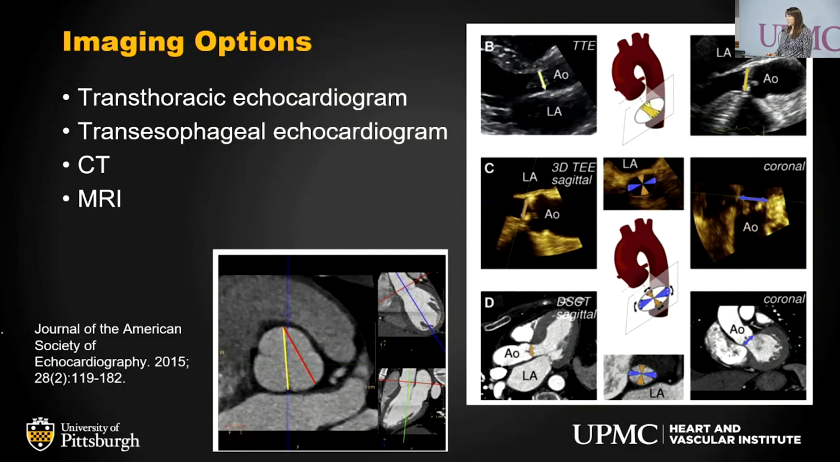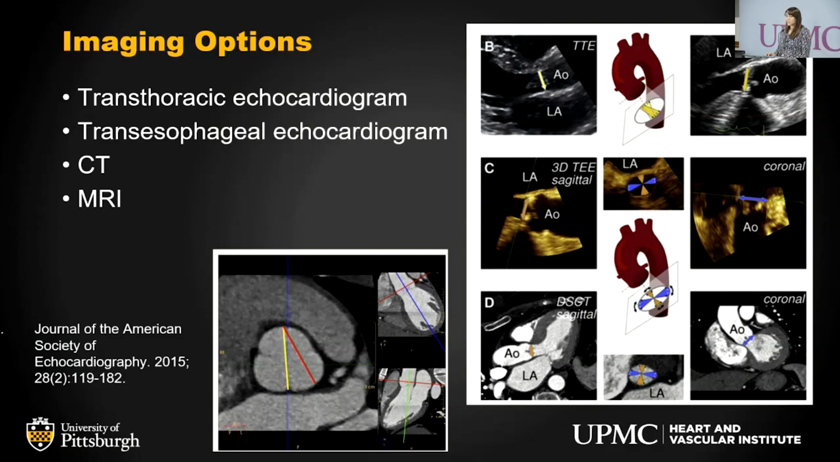Transesophageal echo is another option. Usually the windows are much better. You can see the whole course, but obviously this requires some sedation. It's a procedure, and it's more of a big deal for a patient. CT and MRI are really excellent modalities with good spatial resolution. We can see the full aorta. You can see them in multiple planes, which is a benefit for getting more accurate dimensions.